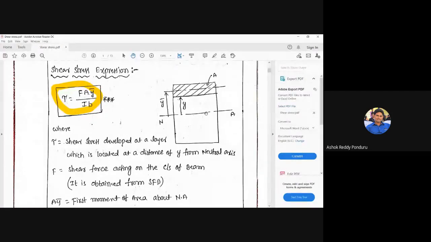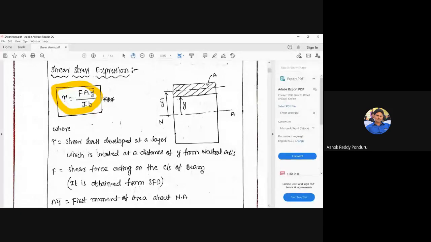Next one, F is equal to the shear force acting on the cross section of the beam here. Yes, it is obtained from the SFD. We discussed shear force diagrams. In the shear force and bending moment diagrams, we can calculate the shear force at various points.